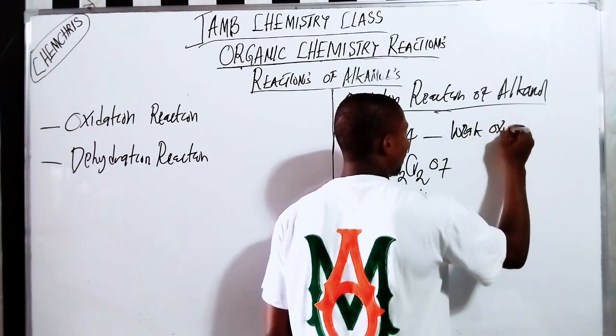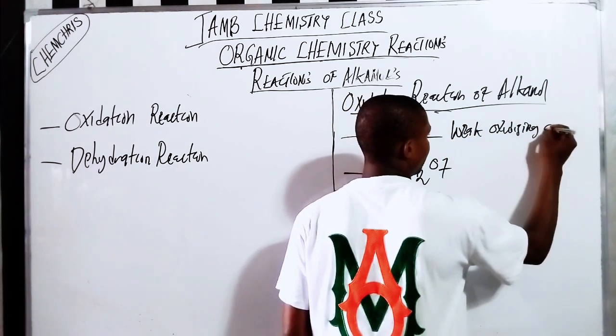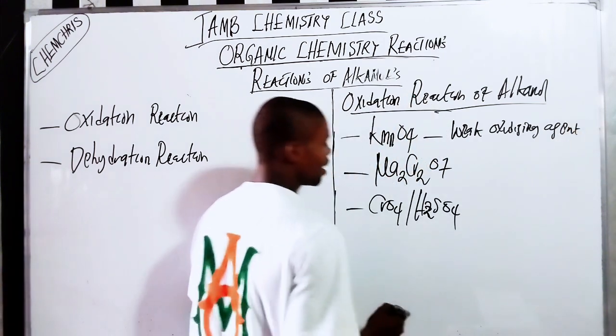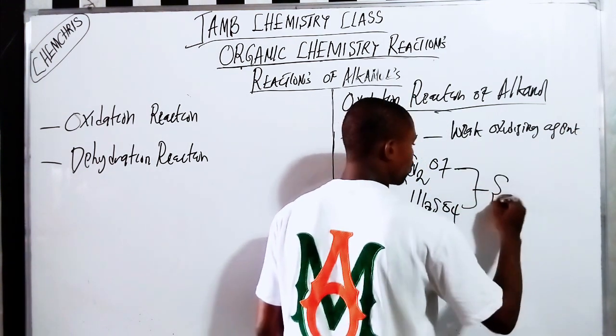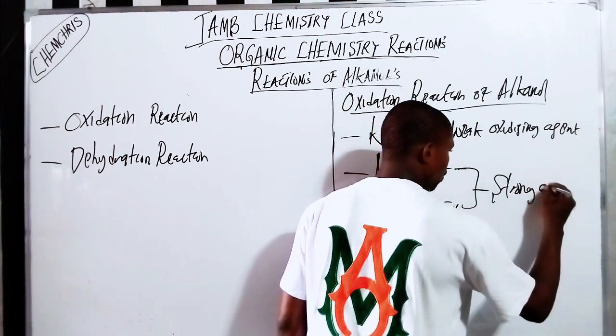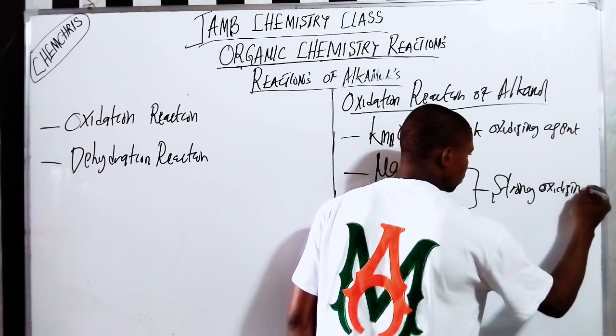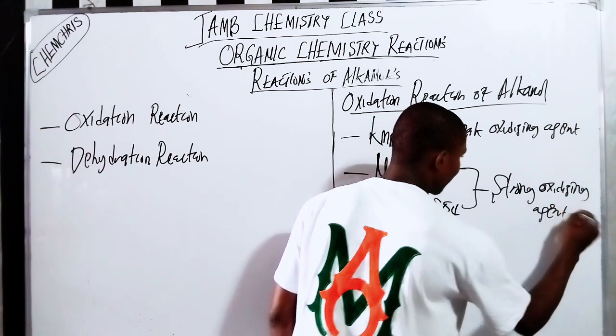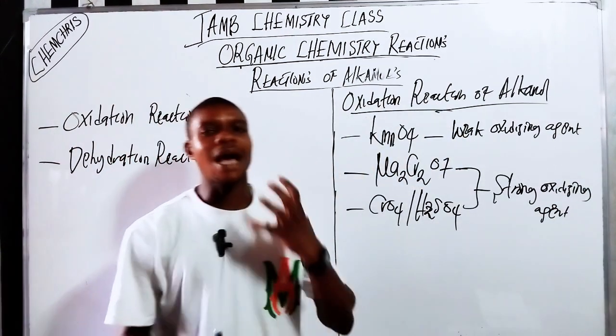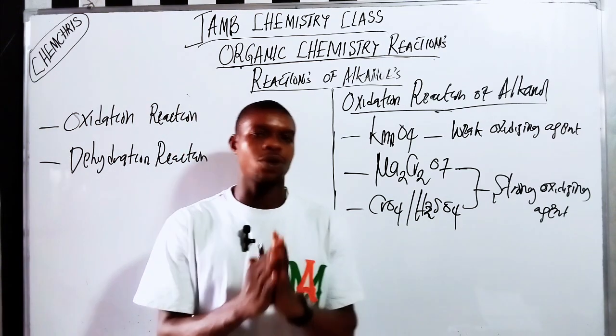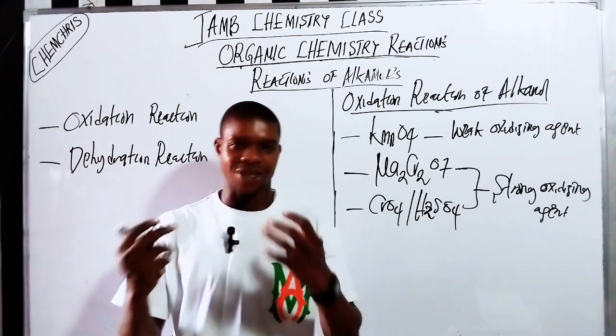Weak oxidizing agents. Let's call these two strong oxidizing agents. Now I want to explain how to oxidize primary alcohol, how to oxidize secondary alcohol, and how to oxidize tertiary alcohol.